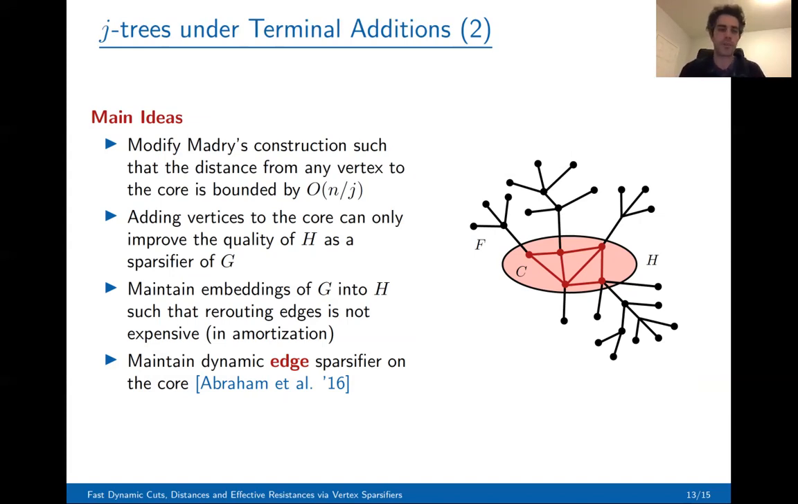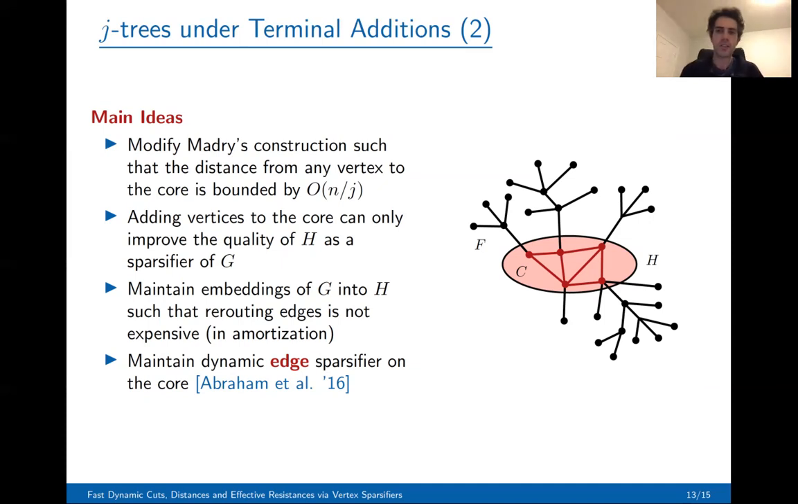And another important observation is that when you add vertices to the core, when you add these terminals, the quality of the J tree can only improve as a sparsifier of G, and this is actually very important. And because of adding vertices to the core, the way we embed G into the J tree can be messed up, because there might be edges incident to a vertex that is now a core vertex, so they need to be rerouted accordingly in the J tree. So we also show how to do this efficiently.